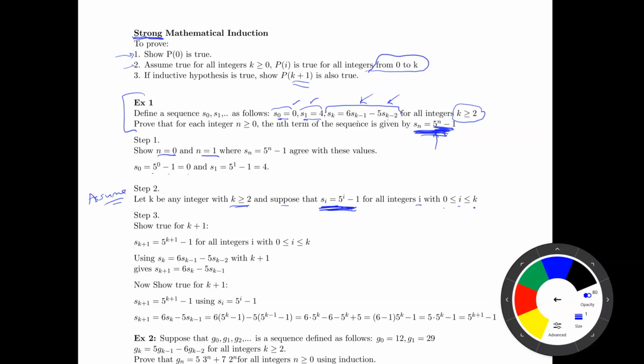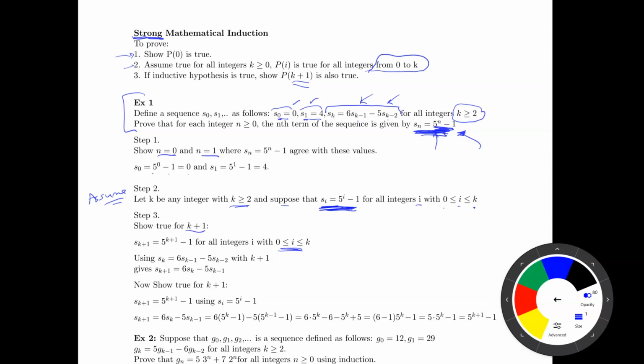Okay. So now I'm going to show true for k plus 1. Again, you're always proving this one. So put in s of k plus 1 equals 5 to the k plus 1 minus 1. And this I'm going to show is true. And I'm going to be using all the ranges of k's or before that as well.